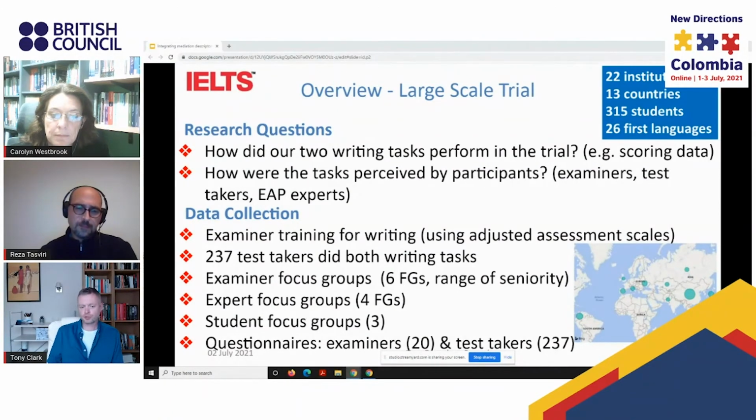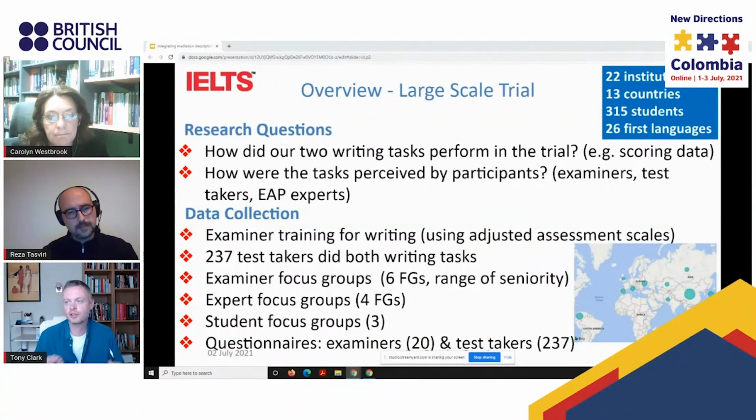We had focus groups, so 6 focus groups, a whole range of different backgrounds of IELTS examiners from seniority levels up and down. We had experts come in, 4 focus groups, and then we held focus groups with students as well, or candidates, to see what they thought of the test, what was their experience. And everyone involved was surveyed too. So we got 20 examiners surveyed, and all of those test takers, 237. We really wanted to find out how did these tests perform and what did people think of them.